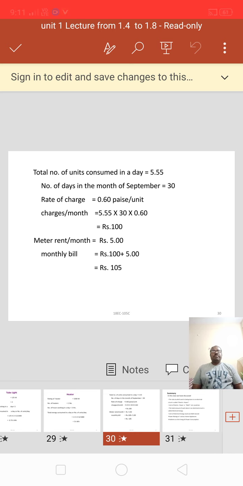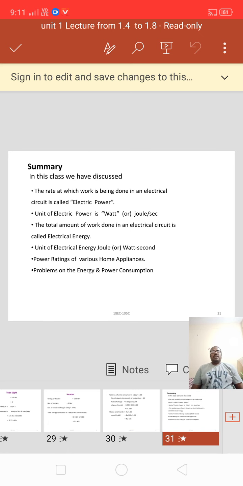These are the 3 simple problems which we learnt in this session for energy consumption and the corresponding monthly bill. Summary: in this class we have discussed electrical power, electrical energy, power rating of home appliances, units of electrical power and units of electrical energy, and problems on energy and power consumption. A quick glance at this summary.